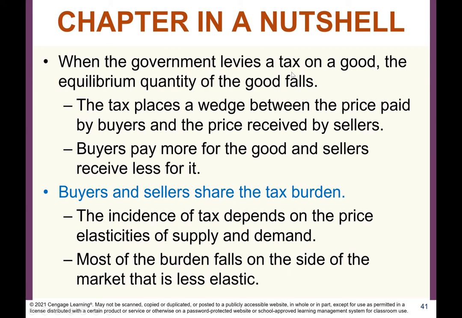When the government levies a tax on a good, the equilibrium quantity of the good will fall. The tax places a wedge between the price paid by buyers and the price received by sellers. Buyers pay more for the good and sellers receive less for it. Buyers and sellers share the tax burden. The incidence of tax depends on the price elasticities of supply and demand. Most of the burden falls on the side of the market that is less elastic.